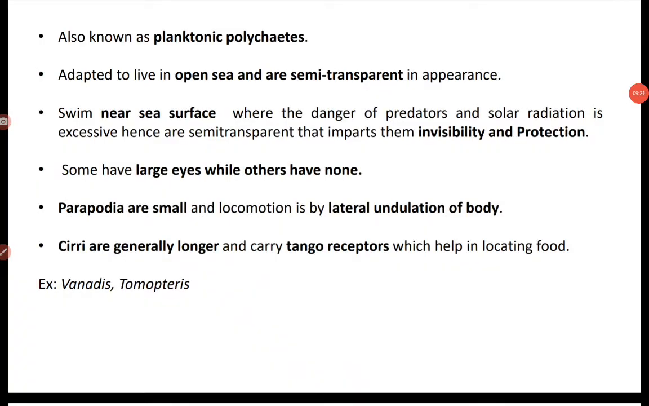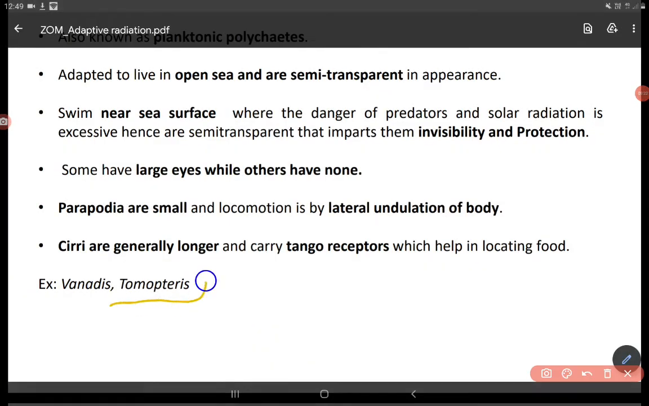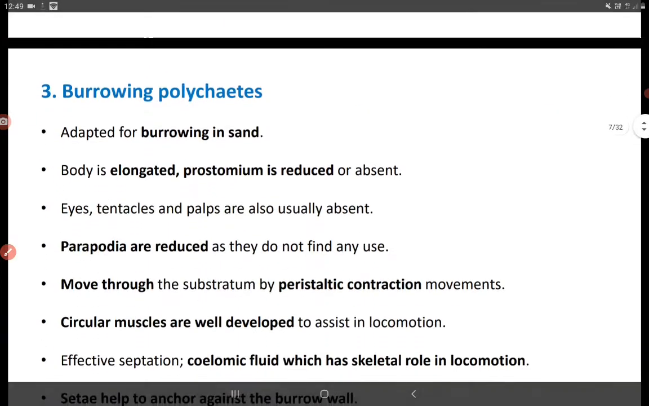So we studied the pelagic polychaete, Tomopteris. We saw how it lives on the surface of the sea and how it is semi-transparent for invisibility and protection. The parapodia were small and moved by lateral undulation. So let's go to the next.